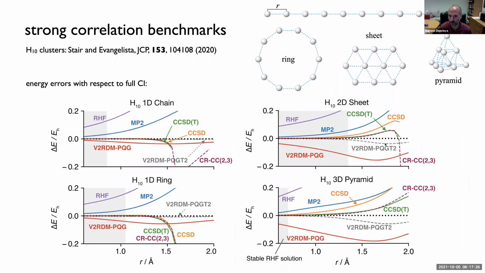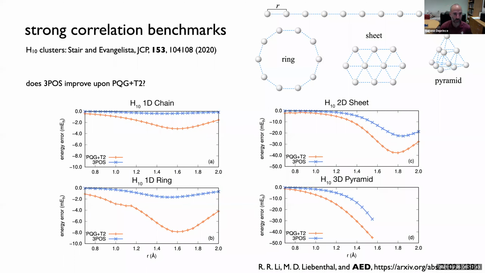And even partial 3-particle constraints lead to pretty large errors. I think these are 30 or 40 millihartree, if I remember correctly, at their largest. So obviously, it is interesting that these methods don't perform nearly as well as I would have expected. And we decided to try to see what full 3-particle conditions would do for this problem.